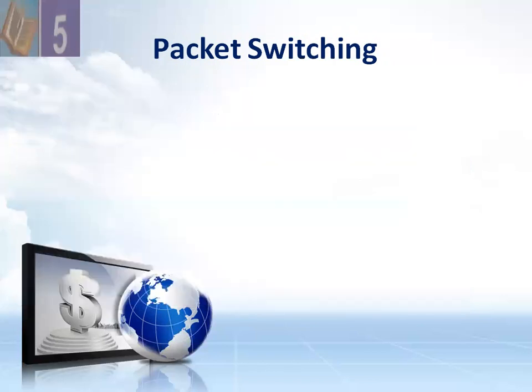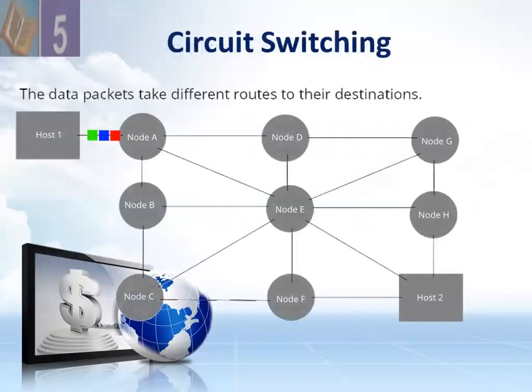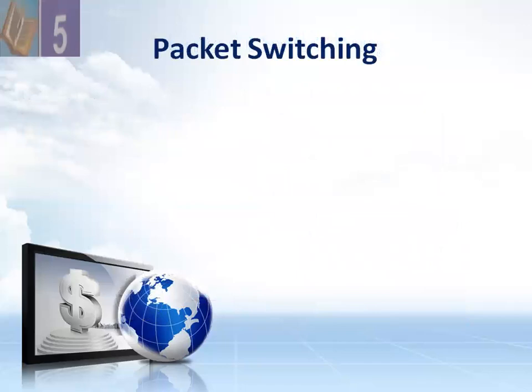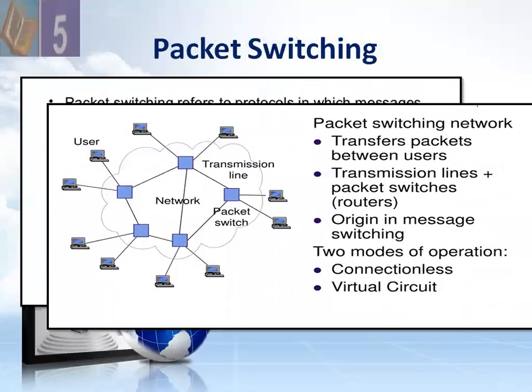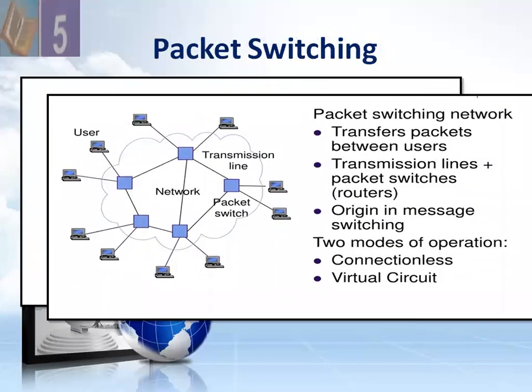Here is the previous diagram; you can also view this packet switching diagram. The message is broken into smaller parts and then reassembled into the complete message at the destination computer. So in packet switching, the packets are reassembled into the original message. Here, a packet switching network transfers packets between user transmission lines and packet switching routers.